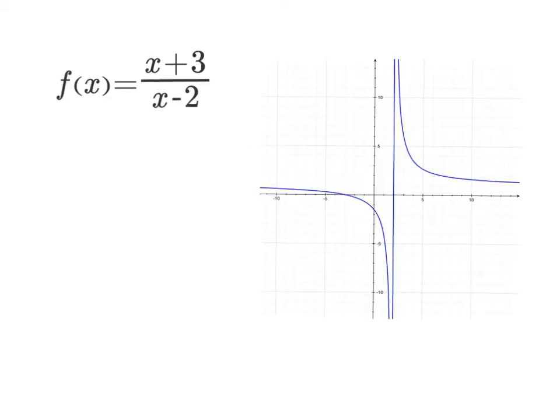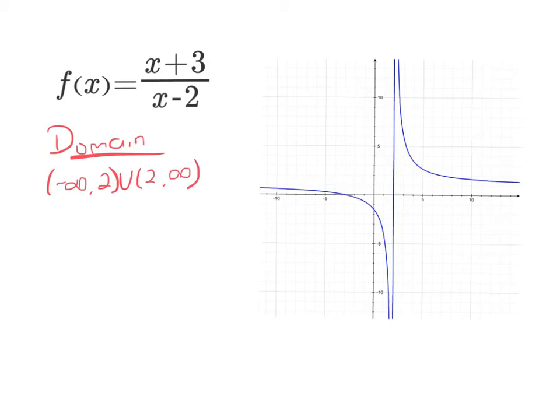So here we have a function f of x. It's a polynomial over a polynomial. And f of x has a domain of all real numbers except for 2. So that means that this function exists for all x values except when x is equal to 2.